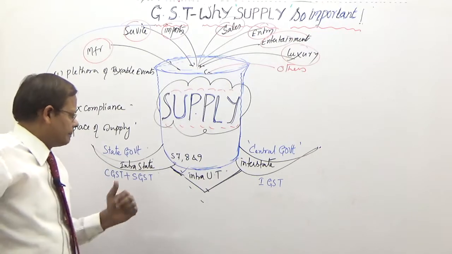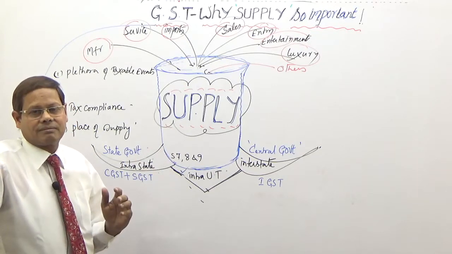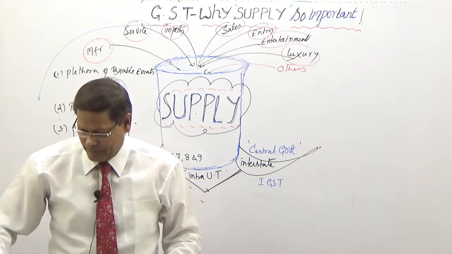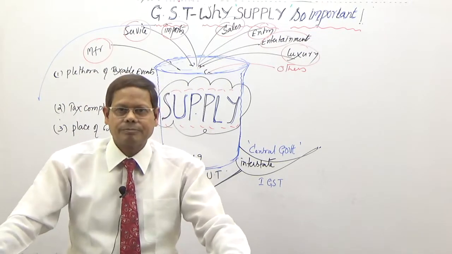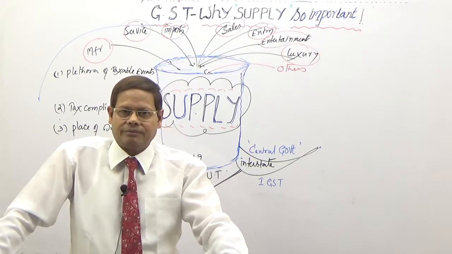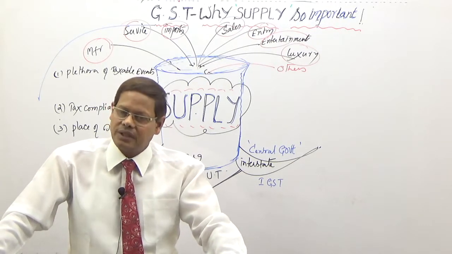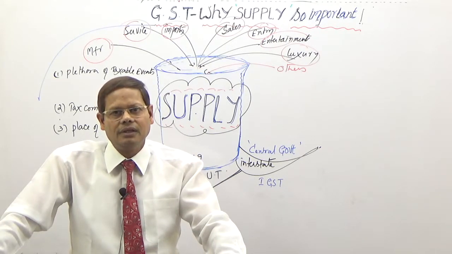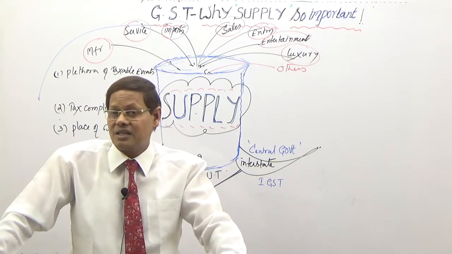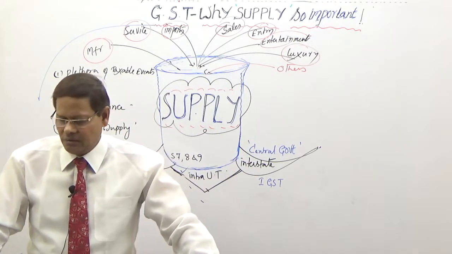Okay. So here, where the supply took place, it has two implications. Number one, if the supply took place in a non-taxable territory, there is no levy. If it happens to be a taxable territory, there is a levy. So, number one, unless it happens to be out of India, based on the principles given here, it is taxable.